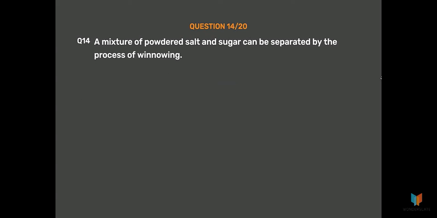Question number 14. A mixture of powdered salt and sugar can be separated by the process of winnowing. Option A. True. Option B. False.